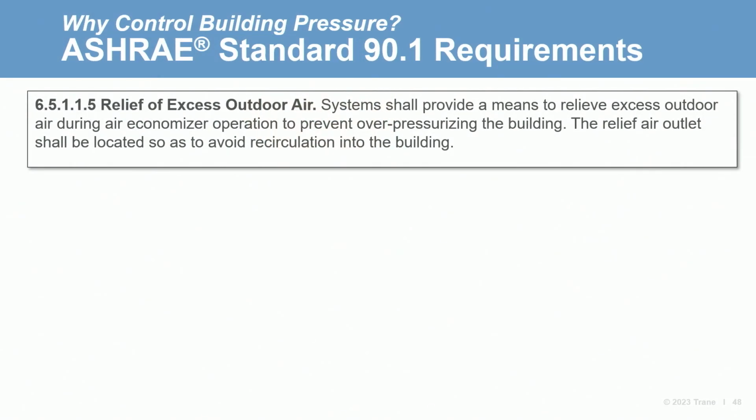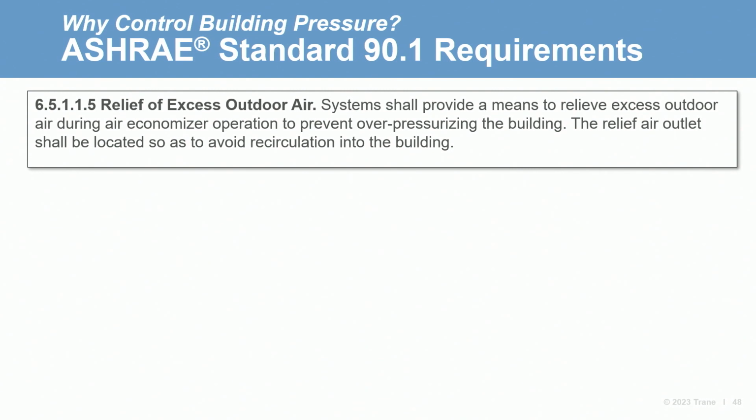ASHRAE's Energy Standard 90.1 has several sections that cover building pressure control. First, there are requirements which discuss the use of an economizer. Designers might choose to use an airside economizer to satisfy the requirement. The standard requires the usage of a means to relieve excess outdoor air to prevent overpressurizing the building. Notice that the standard does not specify the type of system to be used.